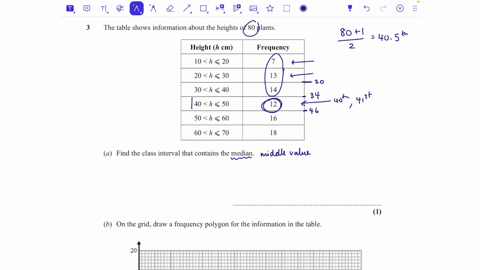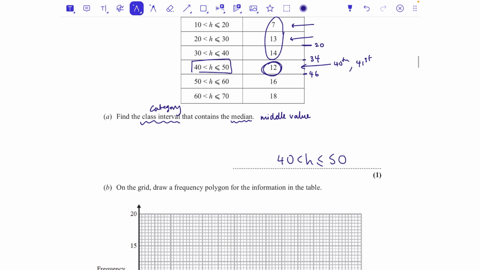So the category that we're going to write down, the class interval, is just another way of saying category. Because there are 12 plants in that category and that included the middle ones, we're going to say that 40 to 50 is our median class interval. So the class interval containing the median. The middle number is in that category.